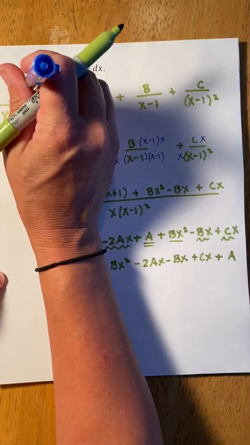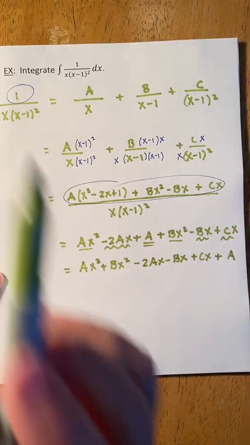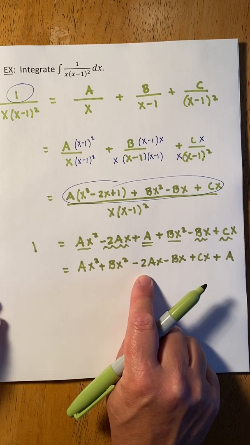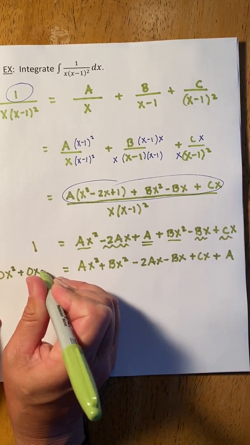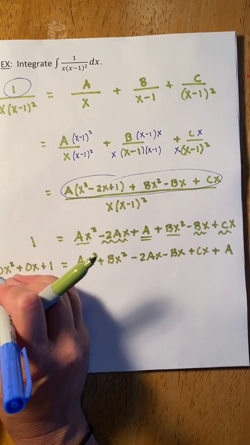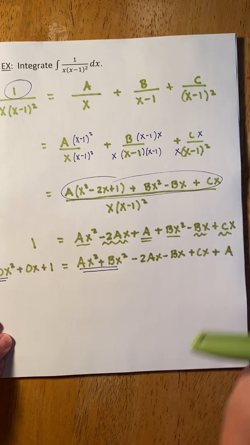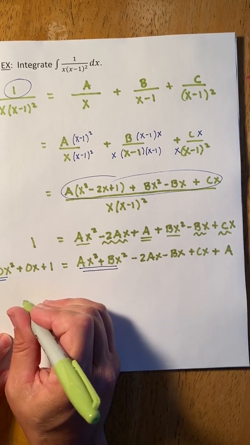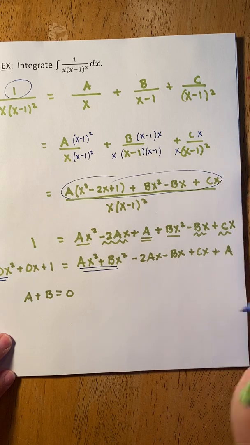So what I'm going to do is set this numerator equal to this numerator, save myself from writing. So it's just simply 1. But now we have x squareds and x's and a constant over here. So maybe this will help you see what's going on. 0x squared plus 0x plus 1. So now I'm going to look at my x squared terms. We have no x squared terms on the left. So a plus b must equal 0 because we want those x squared terms to cancel out. So a plus b must equal 0.